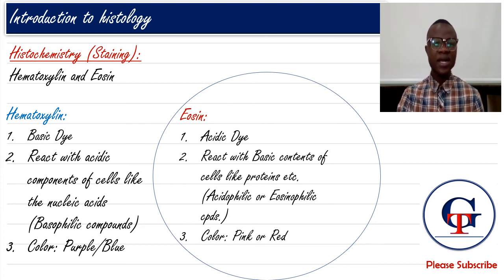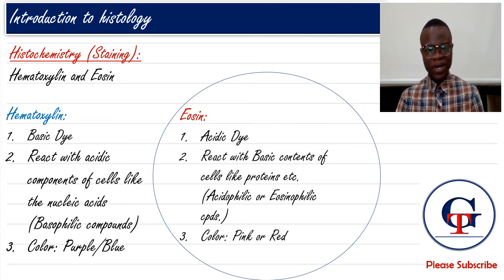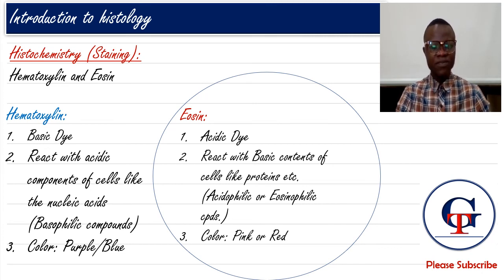So, considering the two dyes, as you can see here, I distinguished them, right? The hematoxylin is a basic dye, whereas the eosin is an acidic dye. The hematoxylin usually reacts with the acidic components of the cell, that is the nucleic acids, which include the DNA, RNA, and so forth. So these compounds that react with the basic dye are termed basic or basophilic.